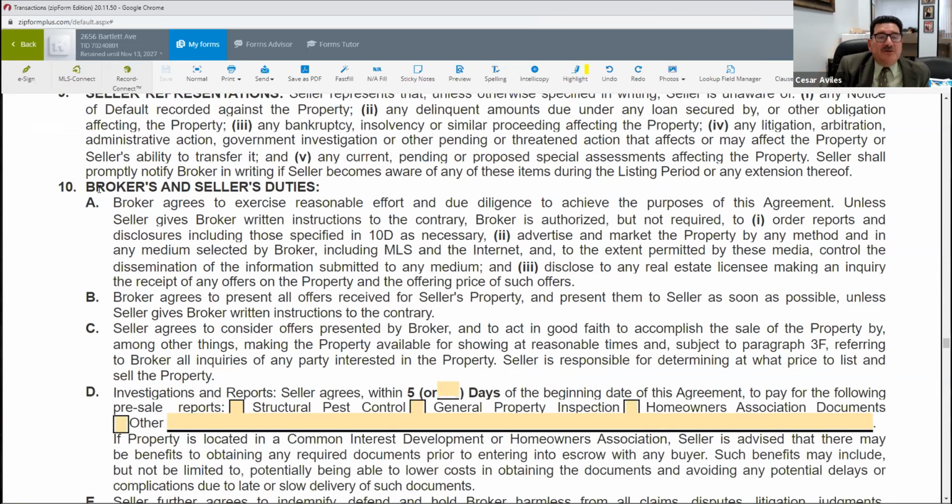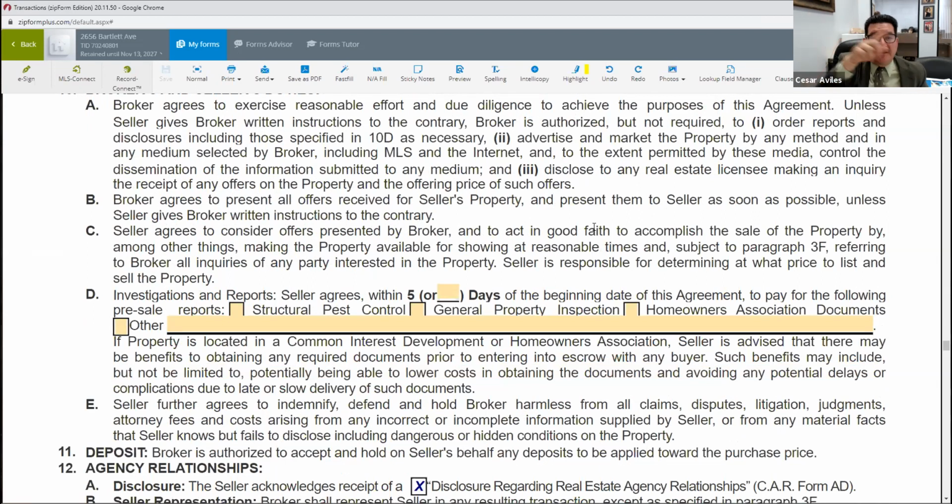Now, number 10 is your job, broker's duties. What is your job to do, right? Broker and agent exercise reasonable effort. That means putting open houses, putting advertising. Those are reasonable efforts. Nothing here says that I'm going to have 3 open houses or send 100 mail outs. It is up to us. Reasonable. I'm going to call 300 people on the first day.